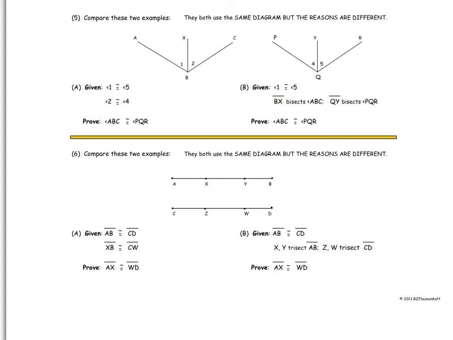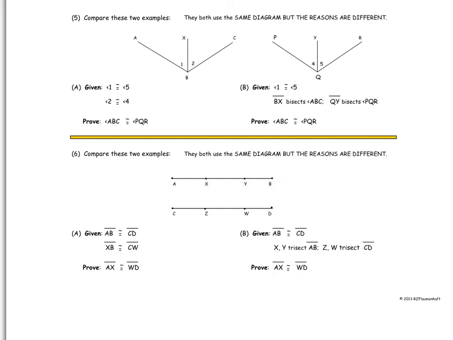Here's the segment problem. Again, same diagram, same conclusion, different givens, different reasons. If I tell you that AB is the same length as CD, and I tell you that if CW and AX and XB use up the same amount of space, then why does AX and WD have to be the same length?